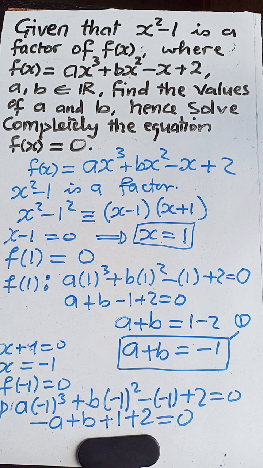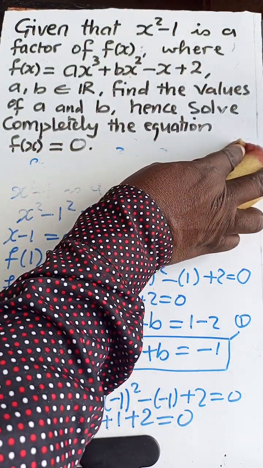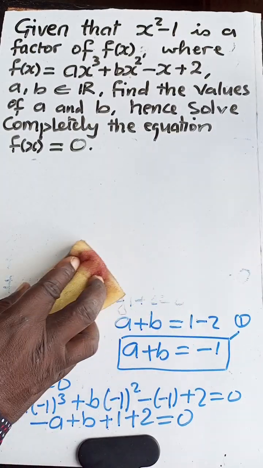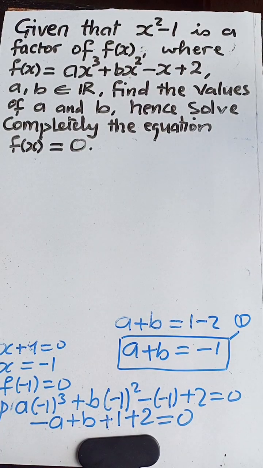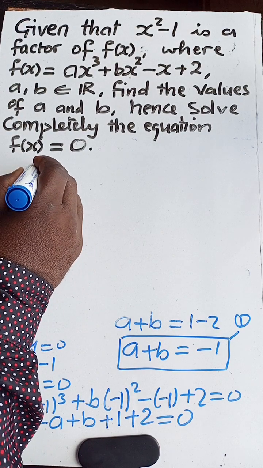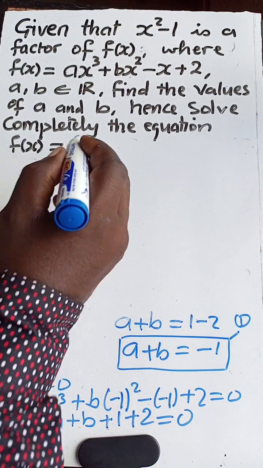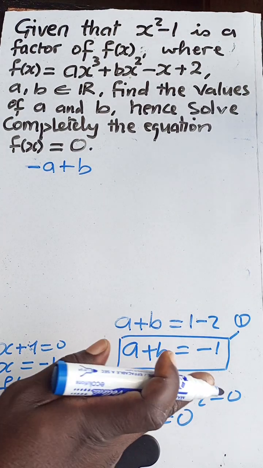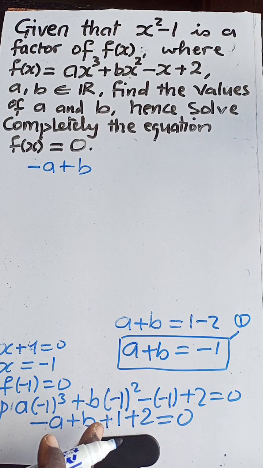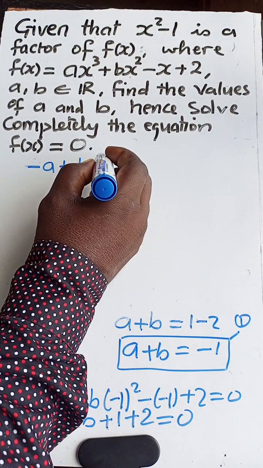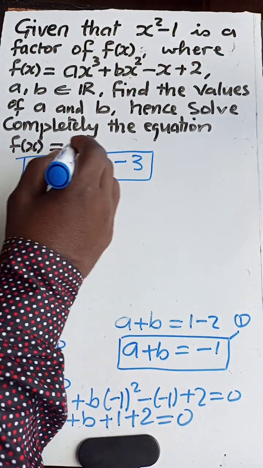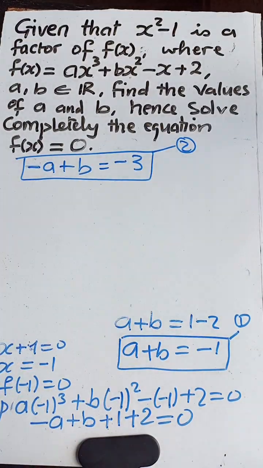So if we take it up here, we're going to obtain negative a plus b. Now we take all the constants to the right hand side. This is 1 plus 2, which is 3, positive 3, taking it to the right hand side, giving us negative 3. So this is our second equation.